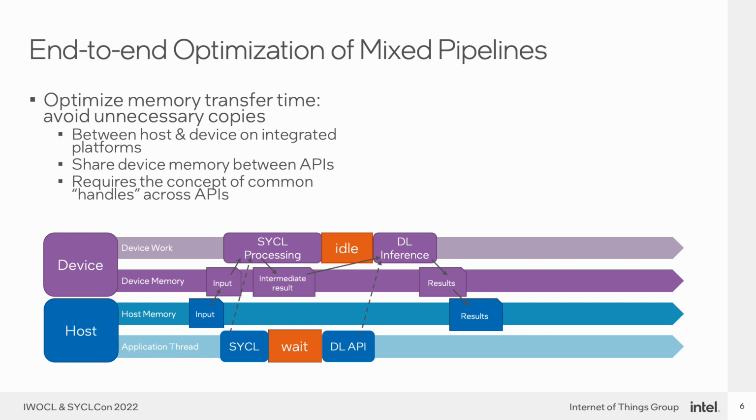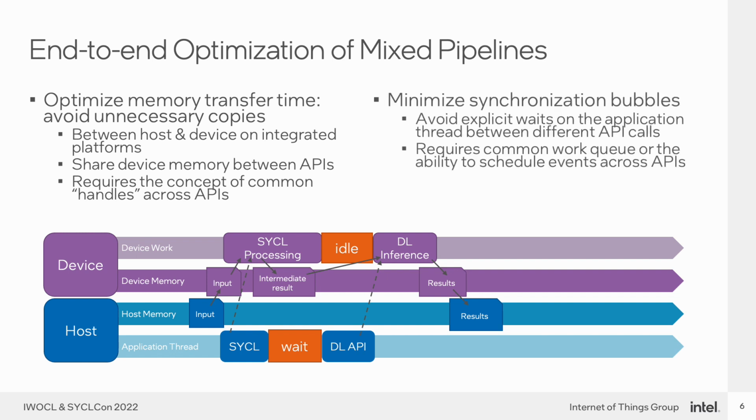It is now clear that this can significantly reduce the idle time and increase the utilization of the device. So great. However, we're not done here. There's still some idle time due to the explicit wait between API calls on the host thread. How can we solve that?